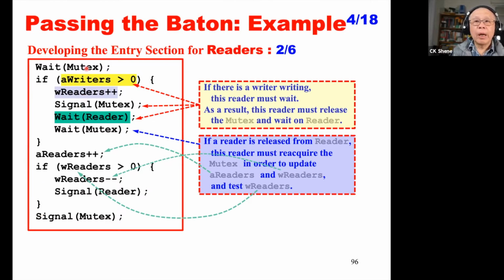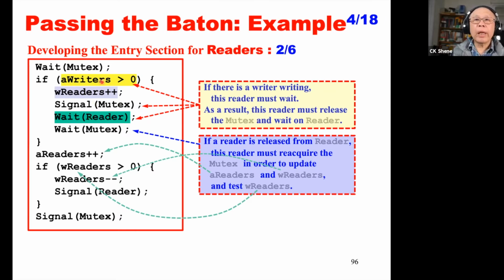When a reader comes in, it locks the mutex in order to access all four variables. Now, if there are active writers, that is, active writers is one, then this reader must wait. So this reader adds one to the waiting readers, releases the lock, and then blocks itself by waiting on the semaphore reader. Now notice here, this reader has to release the lock. You cannot move this wait reader up to here.